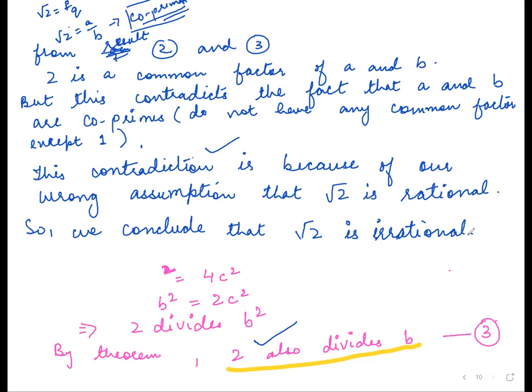Yes. Now the next is an example: under root 3 is irrational. It's exactly the same way you will do it, right? In place of 2, you will get 3. That's the only difference. So I think you can do it, right? Yes. In the place of 2, you will get 3 and the rest of the things are the same.